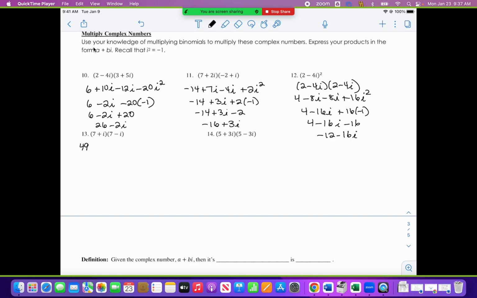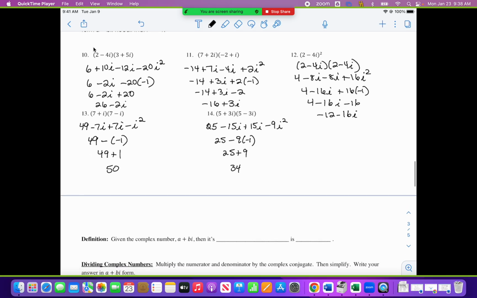All right, I got 49 minus 7i plus 7i minus i squared. So do you notice the outer and the inner canceled? And then I'm getting minus -1. I got 50. How many of you got 50? You got it? Awesome. All right, so something similar happens here. I get 25 minus 15i plus 15i minus 9i squared. You should get 34. Now, this is not an accident.